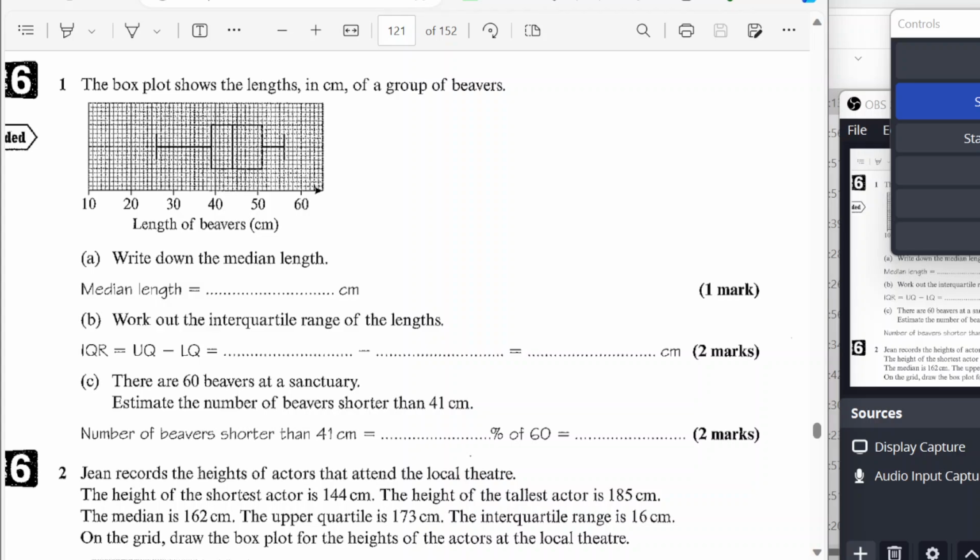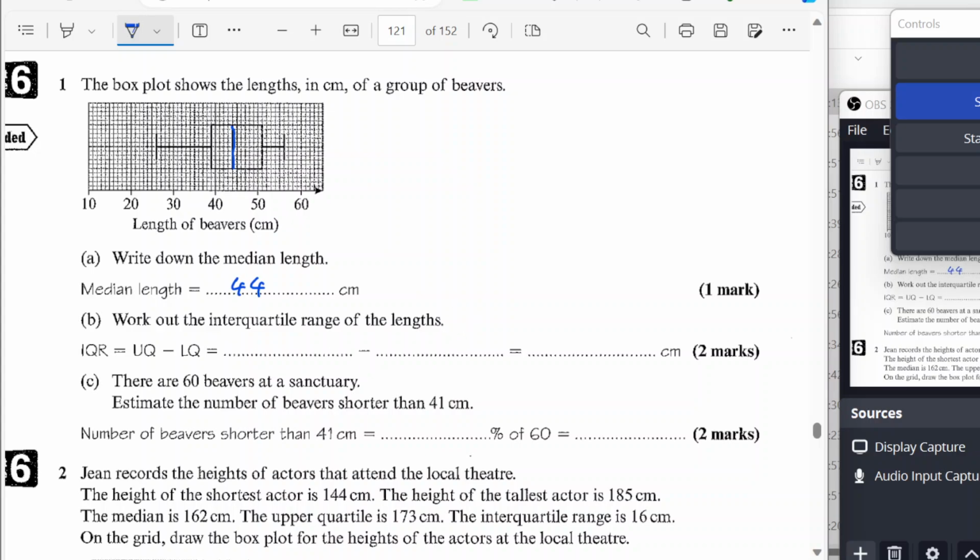So a box plot splits a sample or a group into 25%. The first 25 is this tail, the last 25 is this tail, and then the middle 50% is represented here, and the median would be the line in the middle. So if I'm after the median length of the beavers, that's this line here. That's looking like we're going up in ones, so it's looking like 44.